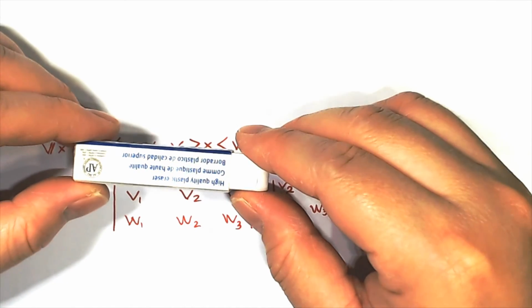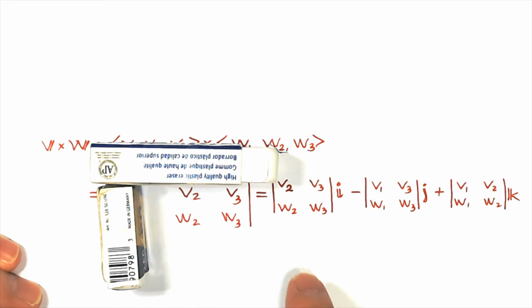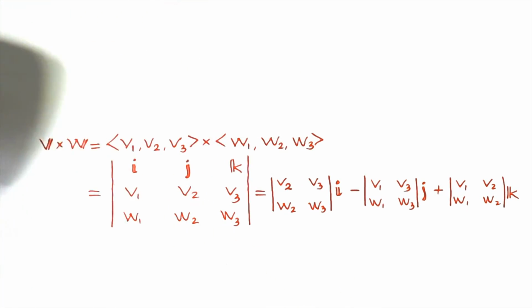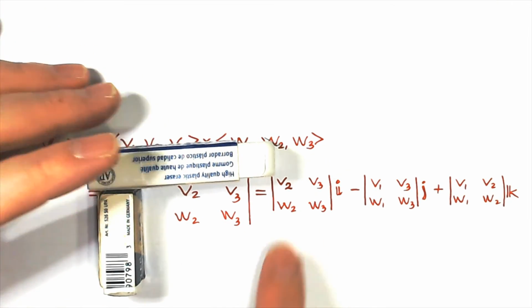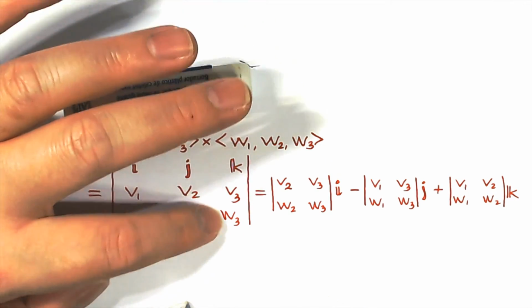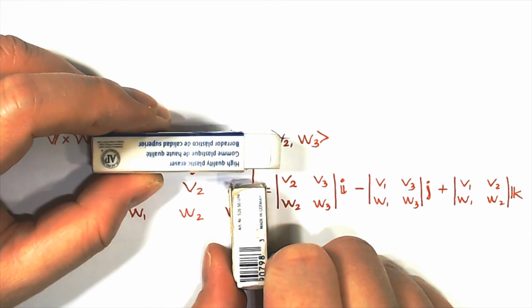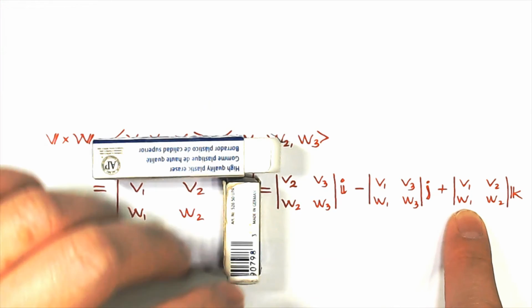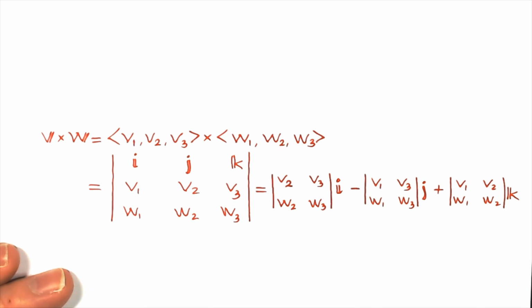To do that, first we cover i, j, k. For the first column, corresponding to the i, we cover the row and the column containing i, and what we're left with is a 2 by 2 determinant. Next, we cover the row and the column of j, and we have this 2 by 2 determinant, but the sign is going to alternate from plus to minus. And then we cover k, and we have a 2 by 2 determinant, and the sign will be plus. So plus, minus, and plus.